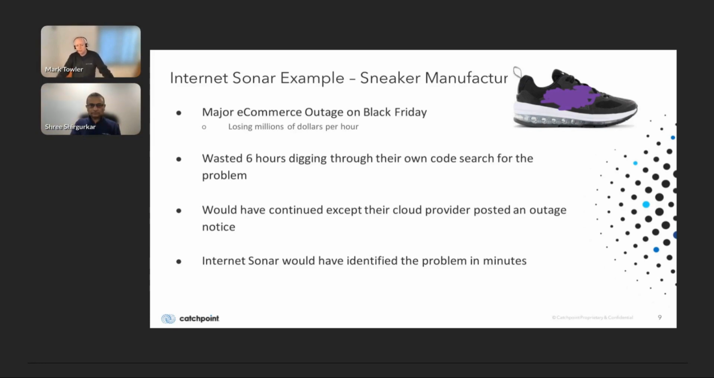Remember, it's going to answer that question: is it me or is it someone else? They thought it was them, and they were focusing on that. They would have been able to realize, wait a minute, our cloud provider. So let's switch to another cloud provider, and we could resolve that. And in fact, Shri, why don't you show us what that would look like?